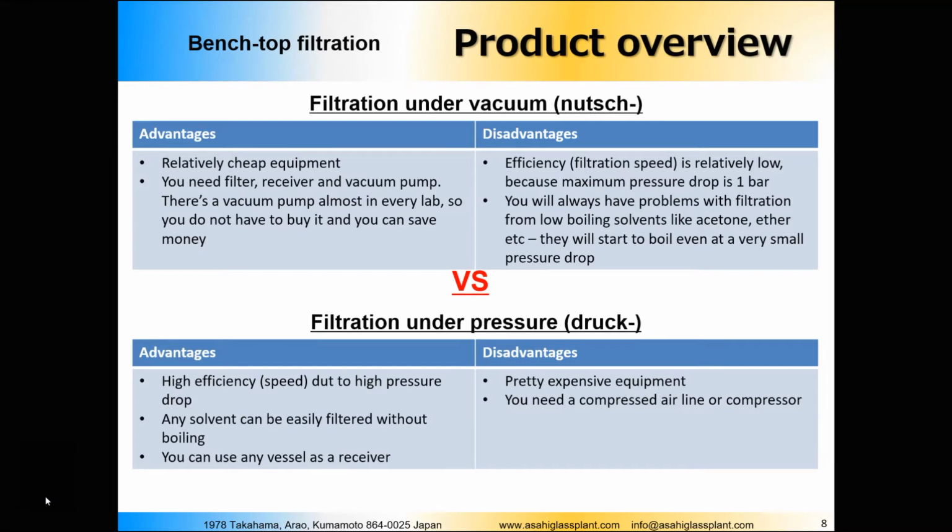And you will also need a compressed air line or compressor. And the disadvantage is that you need to buy it. Either you need to buy the compressor, or you need to have a compressed air line in the lab. That of course depends on the lab. Some labs have the compressed air line, some labs don't.